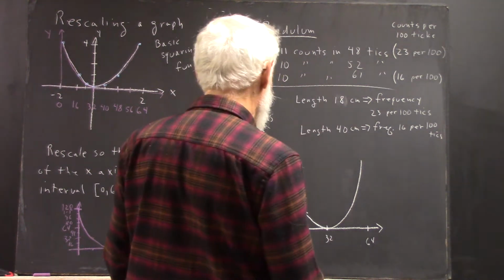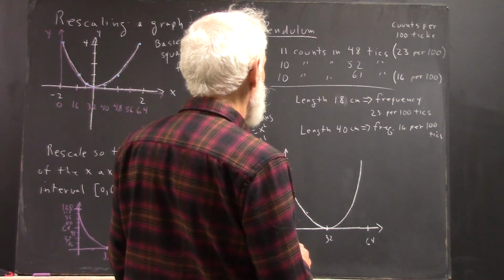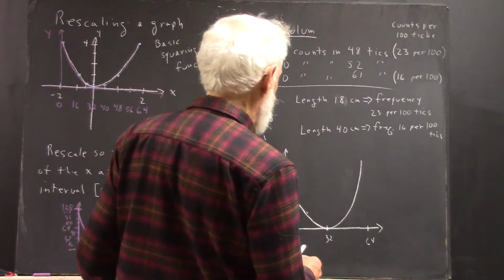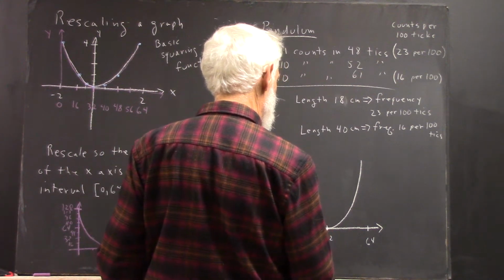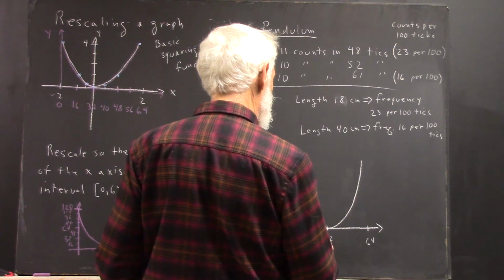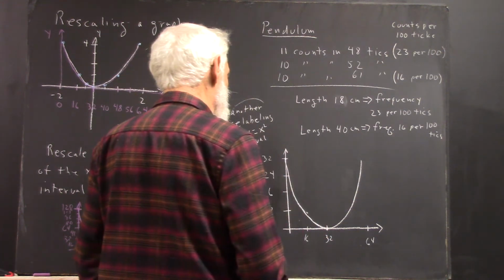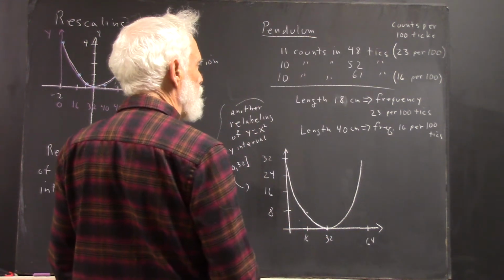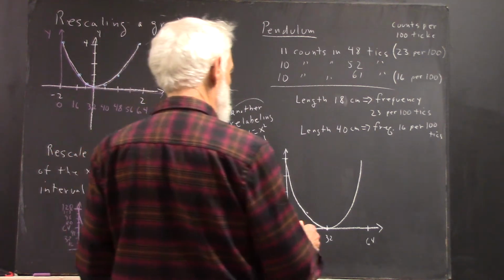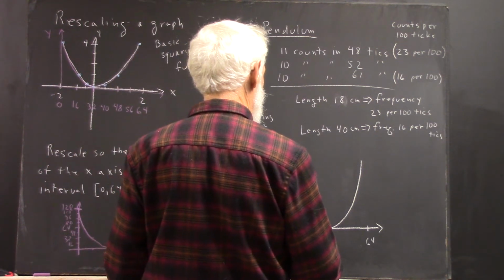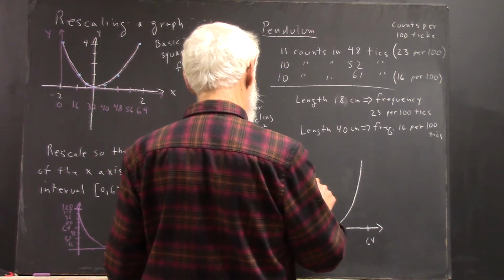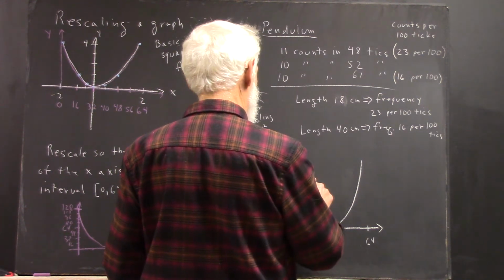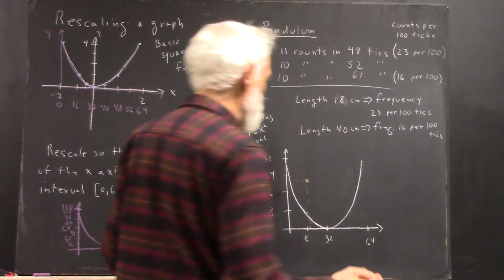Length 18, the count was 23 per 100. So let's see, 16 would go here. So 18 would be about here. So I'm going to say 18, 23. Here's 18, here's 23. It's got a point here. It doesn't fit the graph very well, does it?